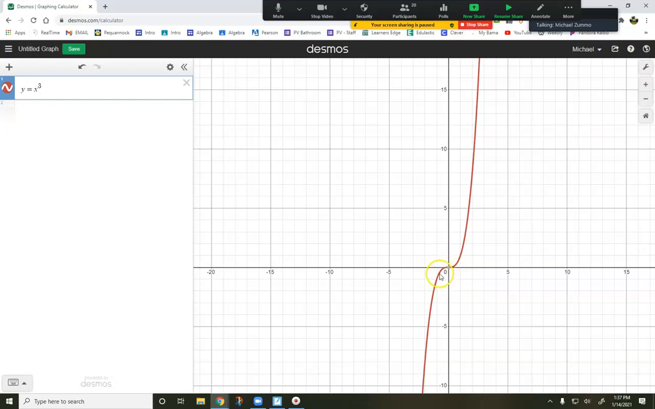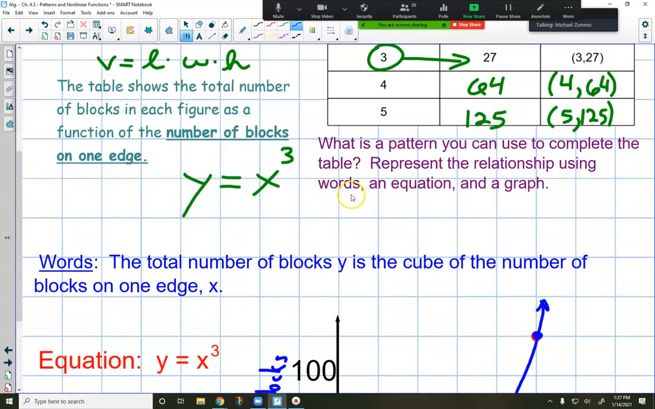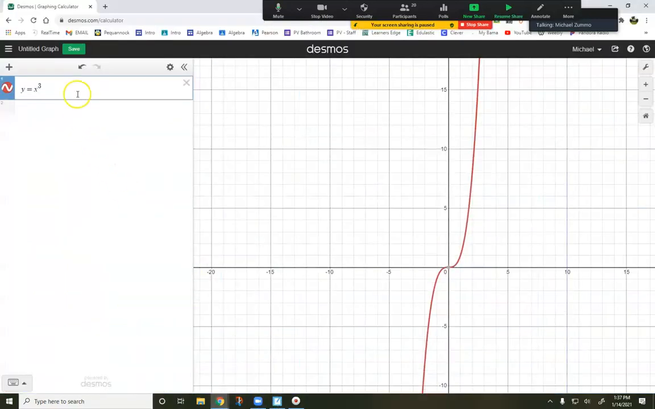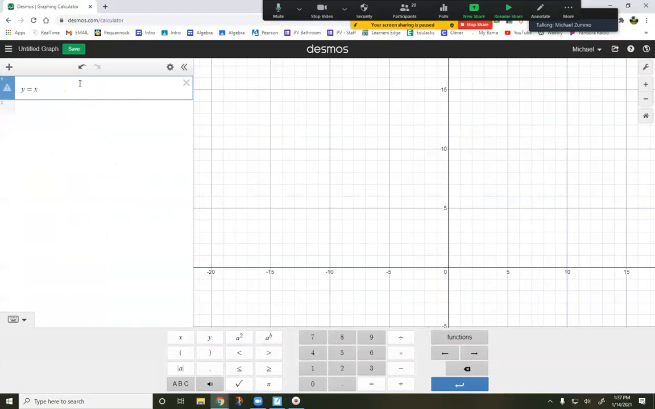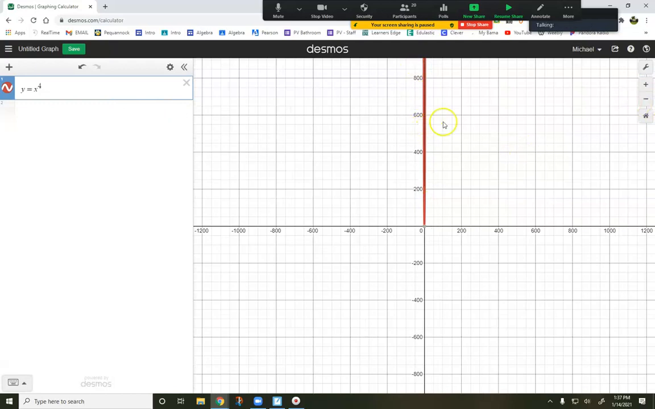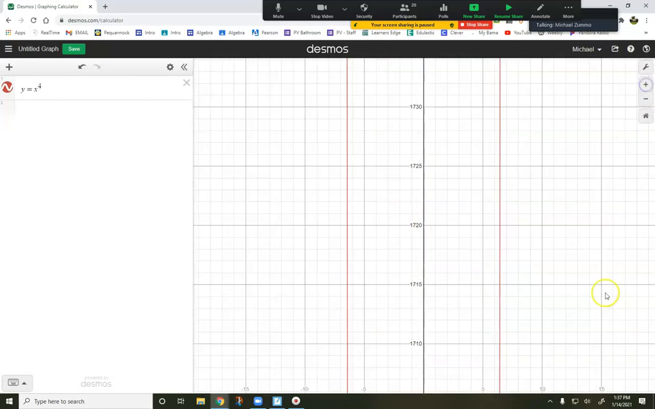Now, we don't need this portion of the graph because, again, we're dealing with a real-life situation. We're talking about the number of blocks on an edge. But it's interesting that when you have a graph where x is the base, like the variable is the base, and you have a number, like 3, as your exponent, it's going to be an asymptote. Depending on what the exponent is, it will change the shape of the graph. For example, if the exponent was 2, now it's like a U. Okay, that's called a parabola. All right. If it's 4, it changes again even differently. We're zoomed out a little too far. We can't really see the shape of it. Okay.